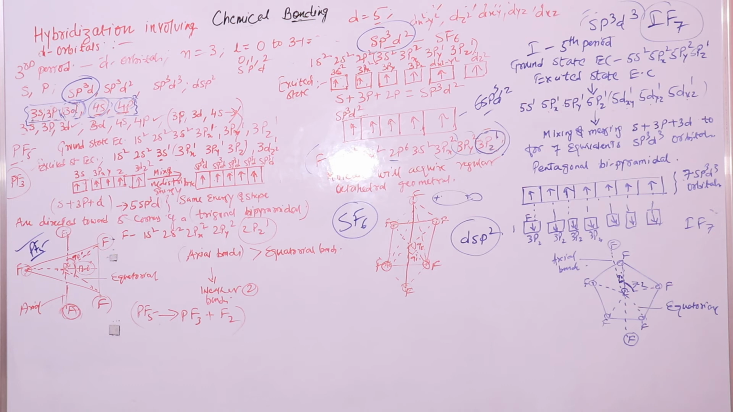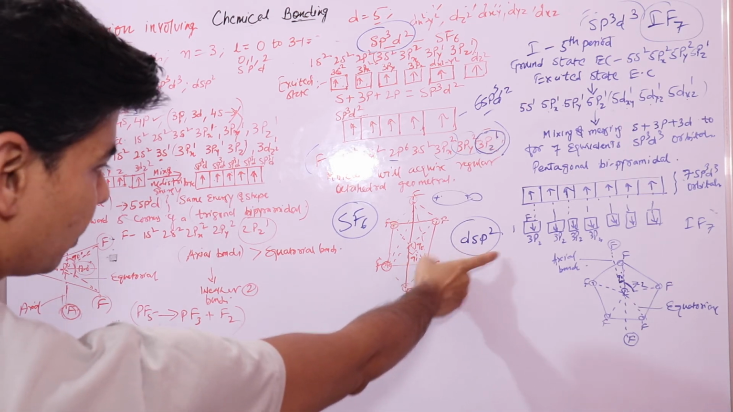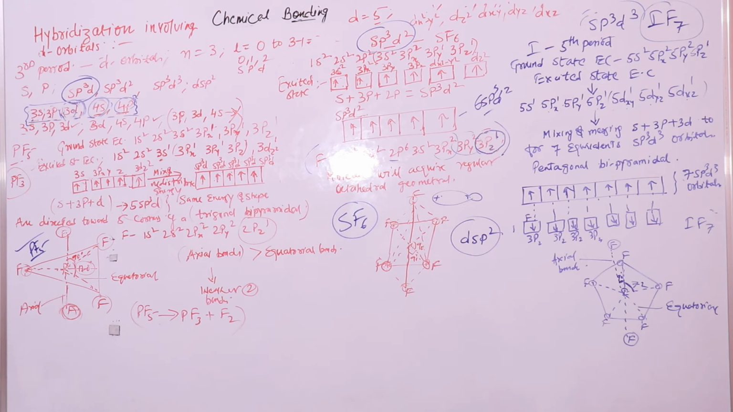So these will form 4 hybrid orbitals, because we have 4 orbitals. Here you can see we have 4 orbitals: 1 d, 1 s and 2 p orbitals will hybridize to form 4 equivalent orbitals, and that would be directed towards the corners of the square. So the geometry that these orbitals will occupy after hybridization would be square planar geometry.